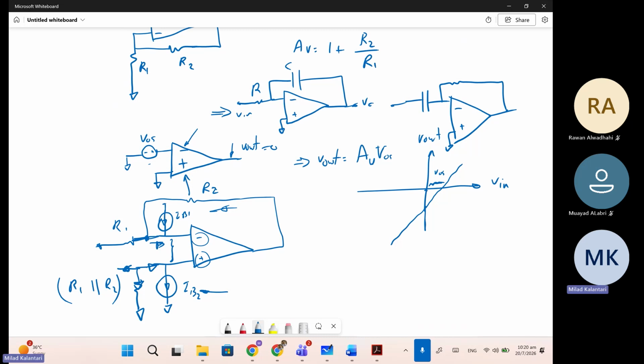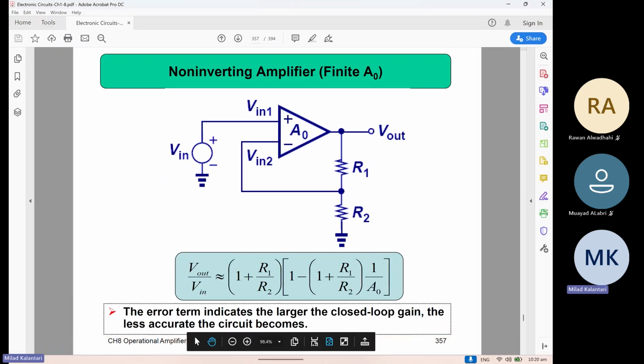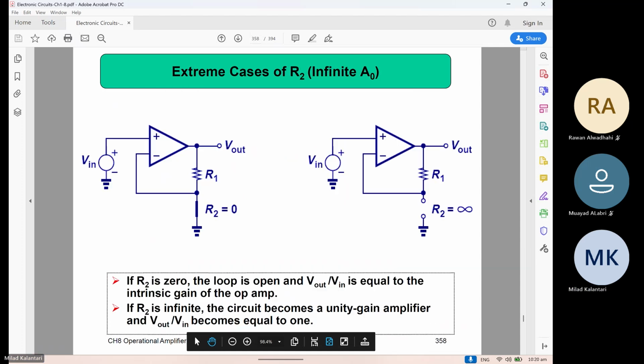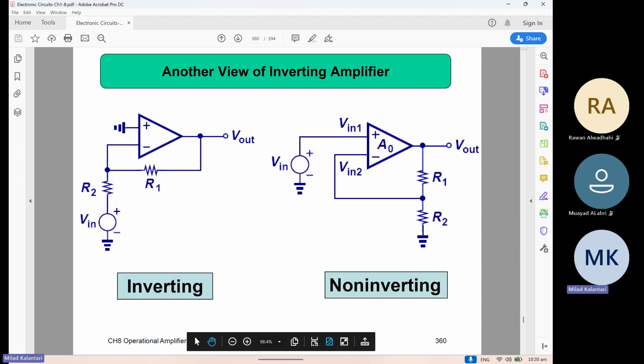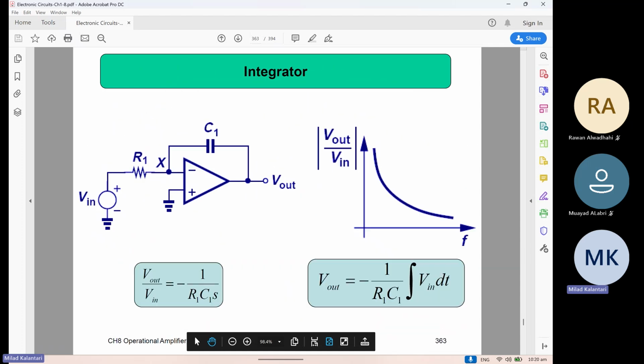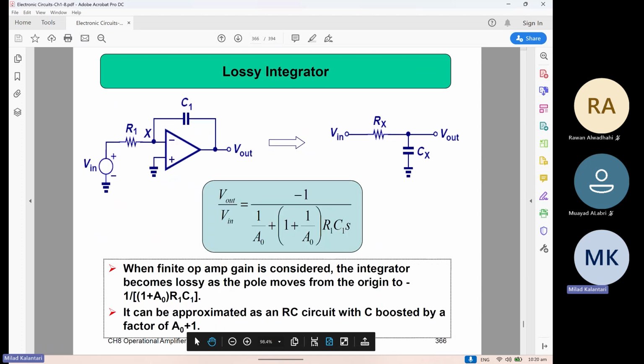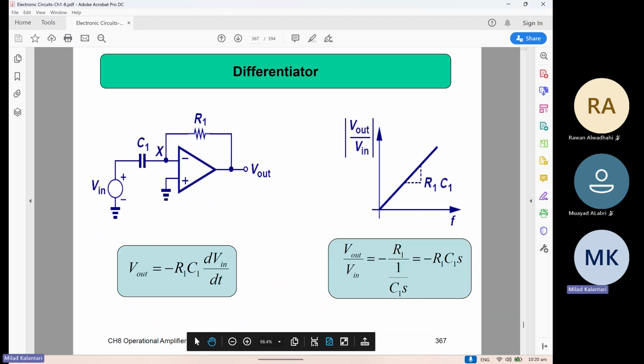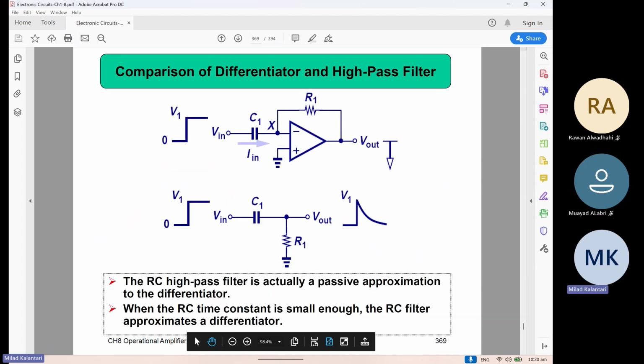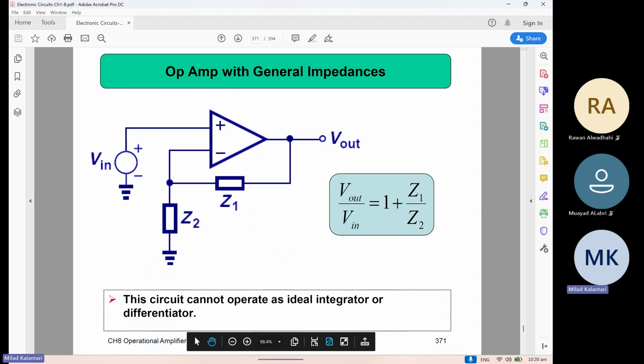So these things were what we covered yesterday. So today, I guess we will continue a little bit more to check the op-amp in terms of the speed.